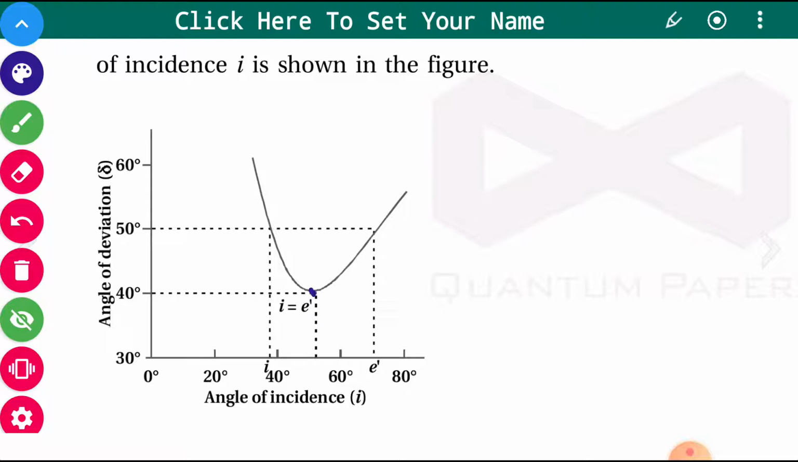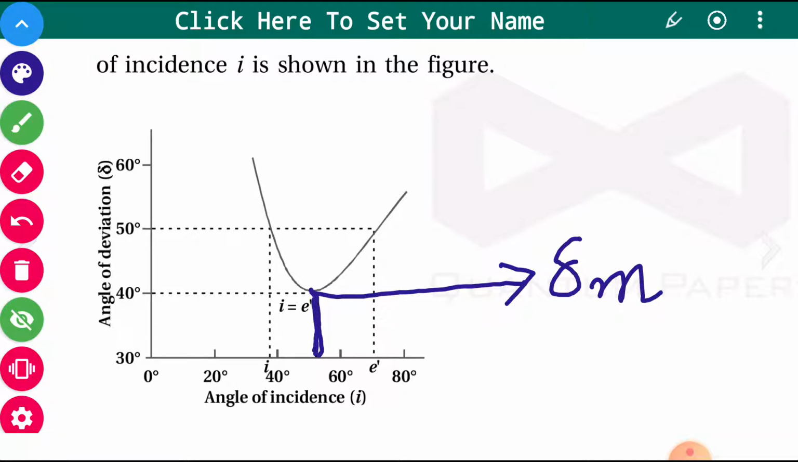At this point, delta has become minimum. At that time, we have experimentally obtained that I is equal to E. That is all an experimentally obtained observation. Further, if I is then increased, then delta increases. So initially, if I is increased, delta decreases and becomes minimum. At that time, I is found to be equal to E, that is, angle of incidence is equal to angle of emergence, and then further if I is increased, delta also increases.